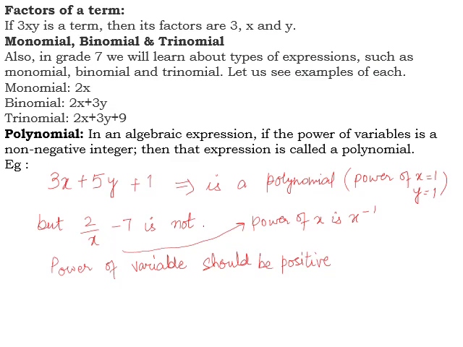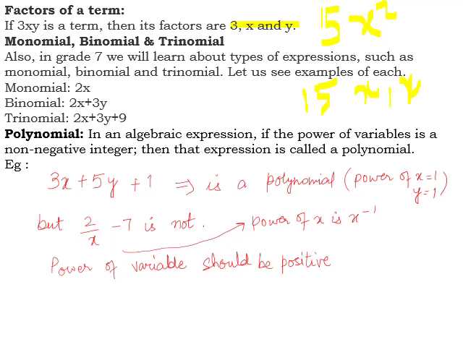Factors of a term. If 3xy is a term, then its factors are 3, x and y. Clear? If 15x square is a term, its factors will be 15, x and one more x. You know now, x square means x into x.